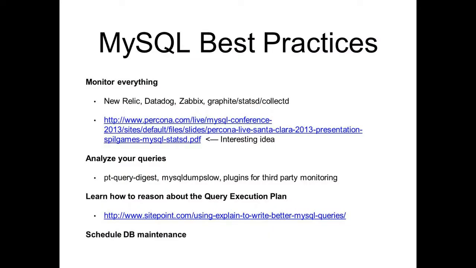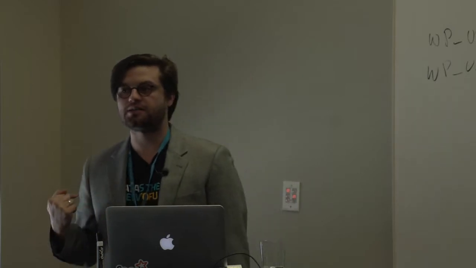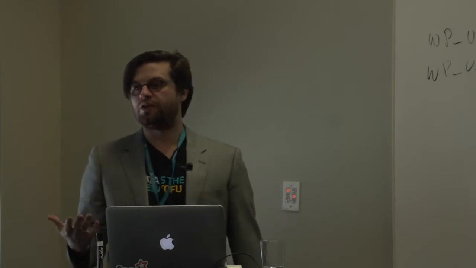Do you guys know what the query execution plan is? When you write EXPLAIN in front of a query, yeah. One important caveat: it's not 100% accurate. What it tells you is what MySQL thinks it's going to do. It may do something completely different. In fact, there are well-known ways to trick it. But it's a good idea to understand what this query execution plan looks like. That's your first line of defense when a guy like me, a DBA, says you're writing really bad queries. This is probably what we're looking at, and what we're referring to. So know how to reason about it yourself.